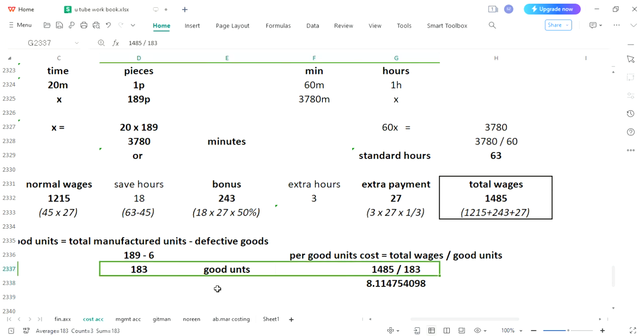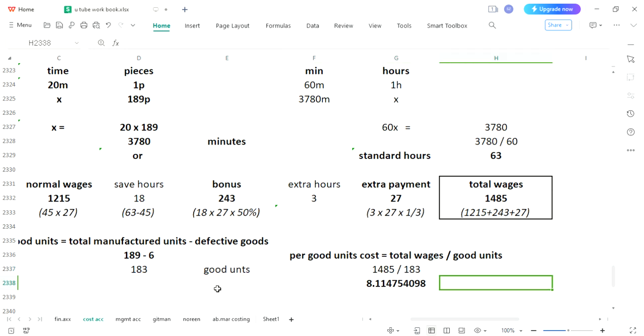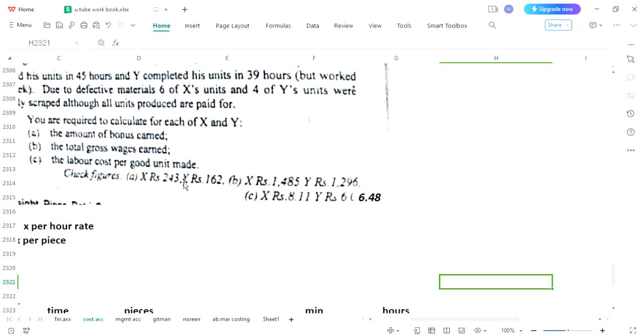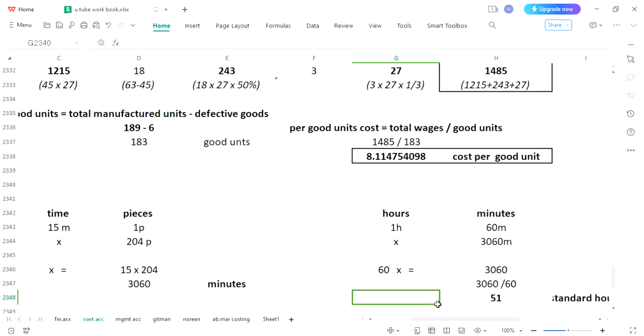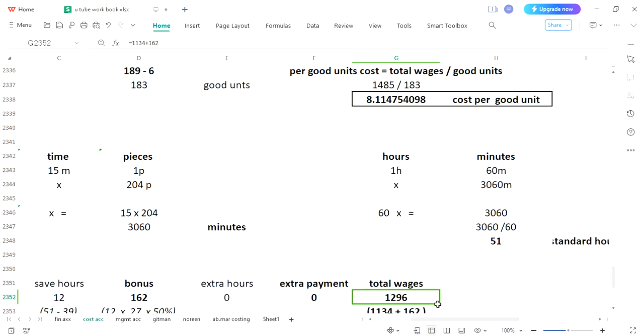Remaining everything was just for calculation. This is your answer, and what is it? It is cost per good unit. Let's mark it as well. This is the answer and we are going to check whether it is according to the book or not. 8.11. So we have got 8.11 present over here, and we have calculated 8.11. In a similar way we will calculate the same per unit cost for Y as well.